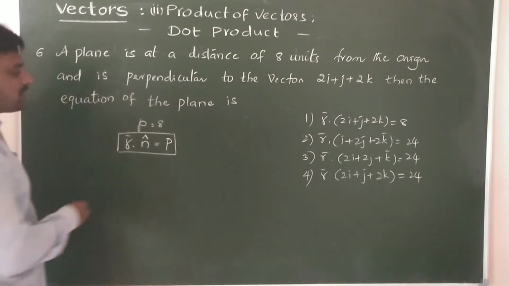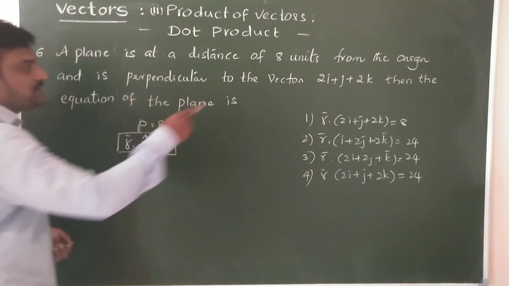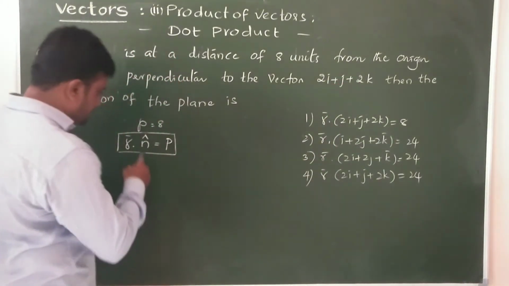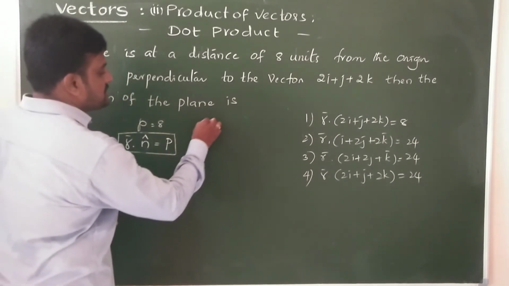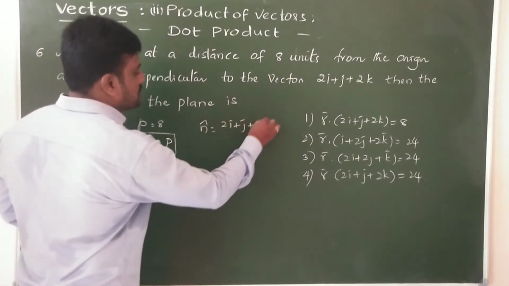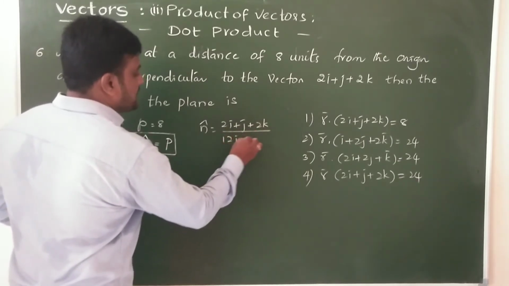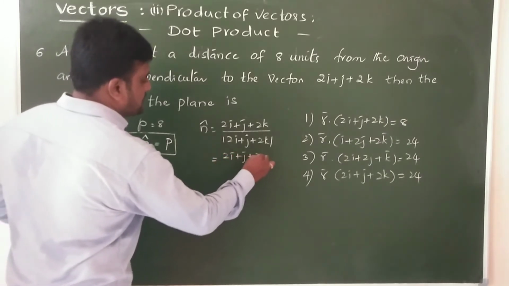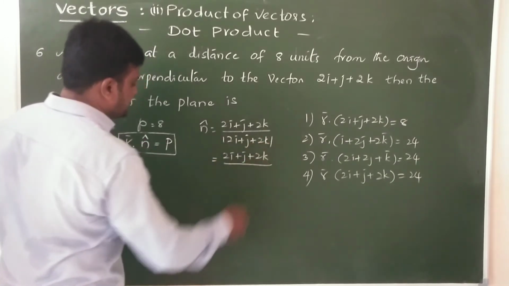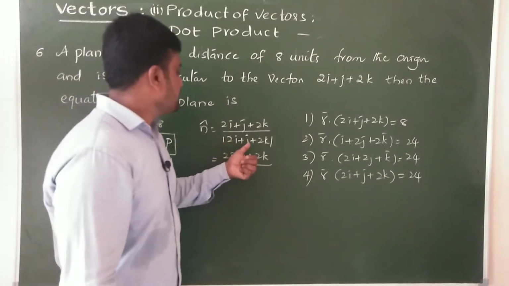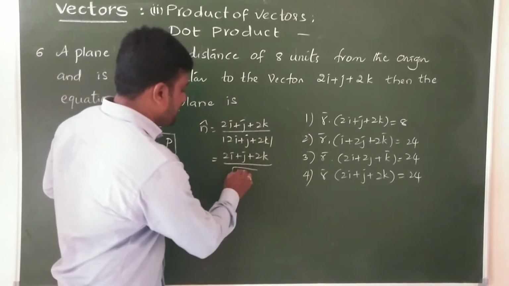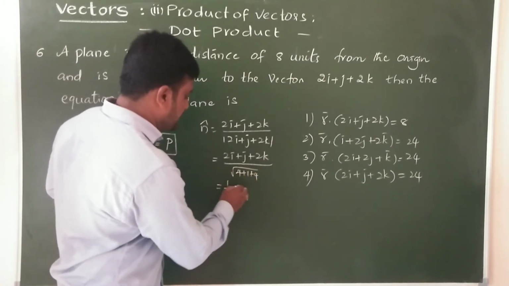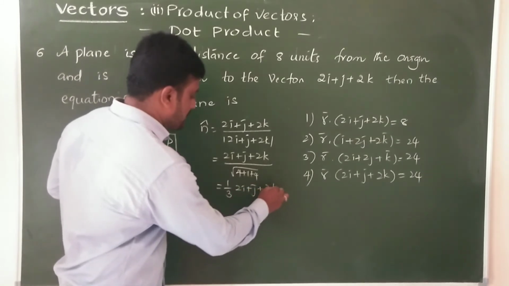So what about n? This is a unit vector. Given vector is 2i plus j plus 2k. Now it should be a unit vector, then n equals what? 2i plus j plus 2k by modulus of 2i plus j plus 2k. Now it is nothing but 2 square, 4, plus 1 plus 4, that is nothing but 9, so 1 by 3 of 2i plus j plus 2k.